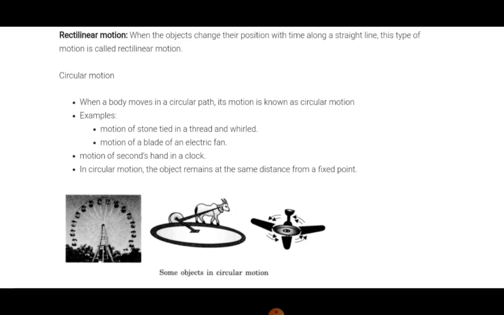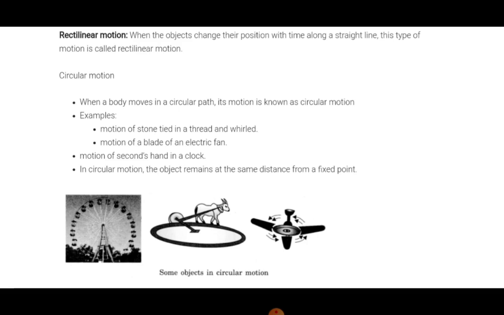The circular motion. Now, when a body moves in a circular path, this motion is known as circular motion. The examples include motion of a stone tied in thread and whirled. You tie a stone with a thread and you hold the thread and you rotate it. That is a circular motion the stone will perform. Similarly, motion of a blade of an electric fan, and similarly motion of the second hand in a clock or any hand of the clock. And in the circular motion, the object remains at the same distance from the fixed point.